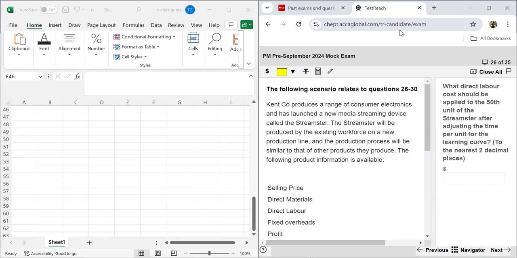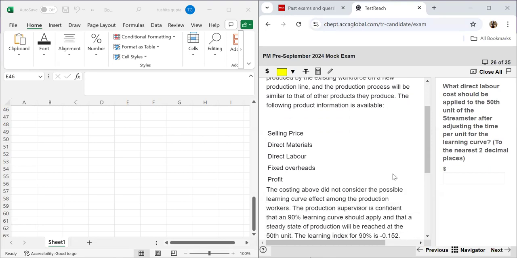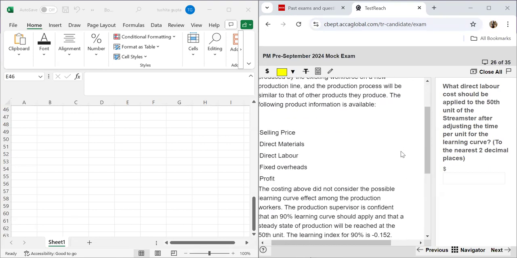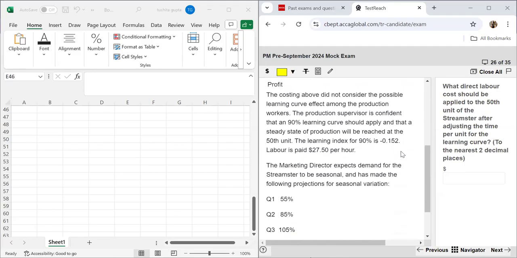Let's get started. Kent Company produces a range of consumer electronics and has launched a new media streaming device called the Streamstar. The Streamstar will be produced by the existing workforce on a new production line, and the production process will be similar to that of the other products that they produce. The following product information is available. So they've given you the selling price, material, labor, fixed overheads, and the profit.